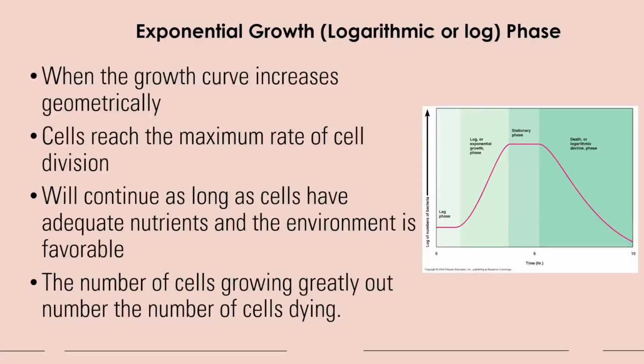Exponential growth phase, or logarithmic or log phase. When the growth curve increases geometrically, cells reach the maximum rate of cell division. This will continue as long as cells have adequate nutrients and the environment is favorable. The number of cells growing greatly outnumbers the number of cells dying.